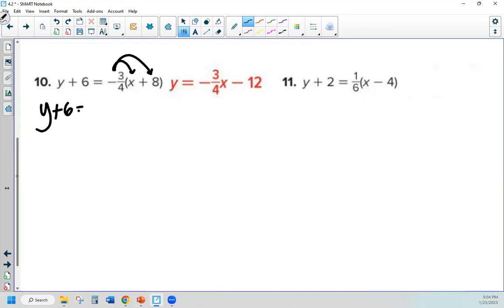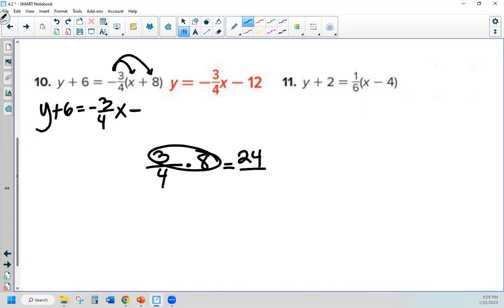Y plus 6 equals negative 3 over 4x. And let's see what this looks like. It's a negative 3/4 times a positive 8. A negative times a positive is a negative. So I'm just going to put that there. Now I'll go ahead and say, okay, what's 3 over 4 times 8? Remember the shortcut? What's 3 times 8? 3 times 8 is 24. Keep the same denominator as 4. 24 divided by 4 is what? Or 4 times what is 24? That's the number 6. So that's going to be 6.